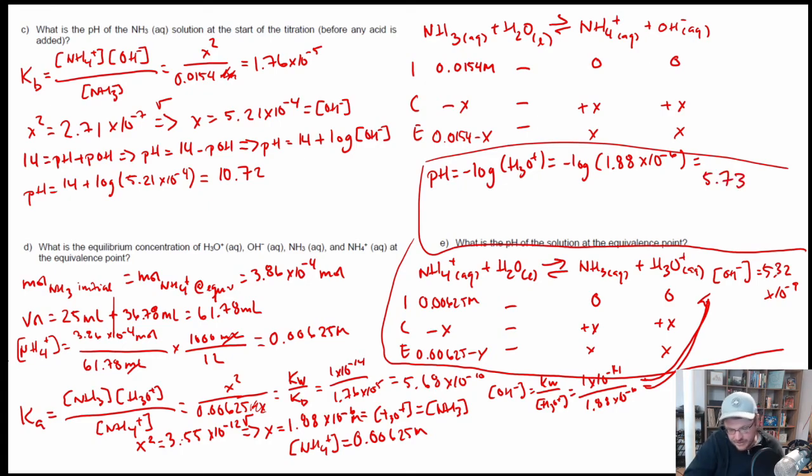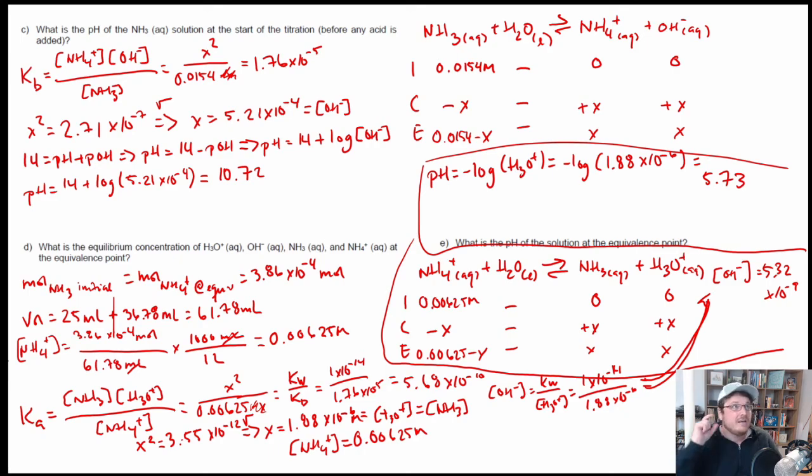5.73. Actually 5.72, close enough. Again, it's probably a rounding difference somewhere between what I was doing on the key and when I was working it through right here. But they're pretty close. So that's how you work your way through B5.